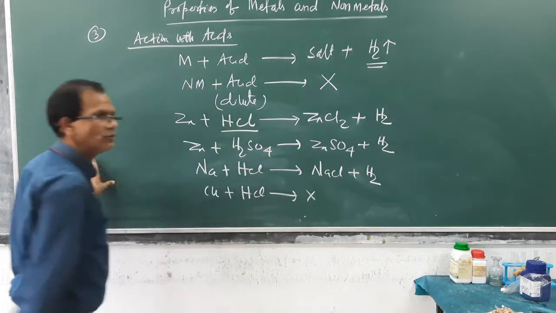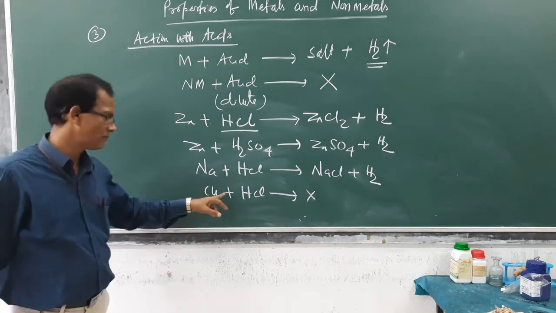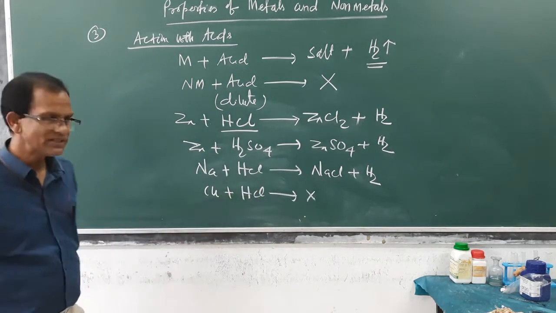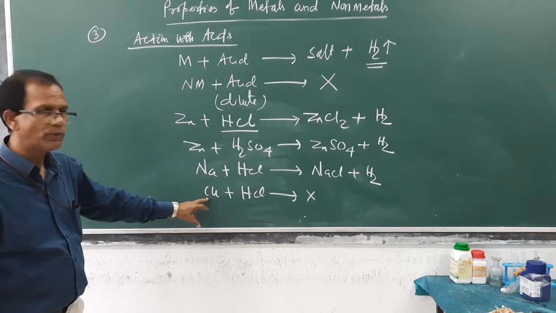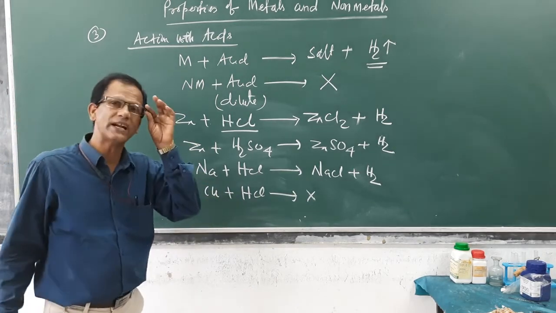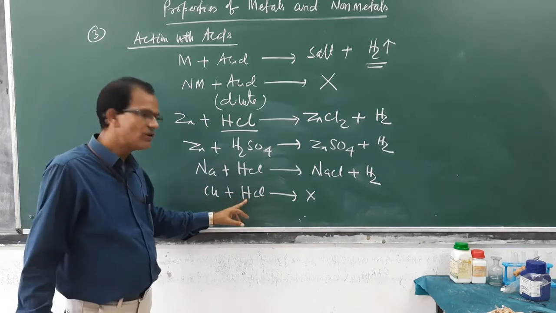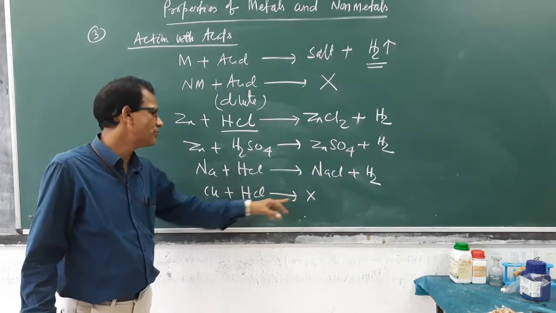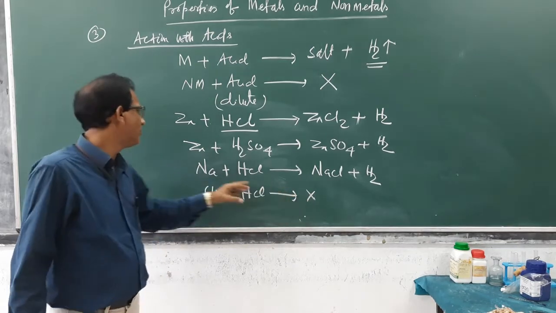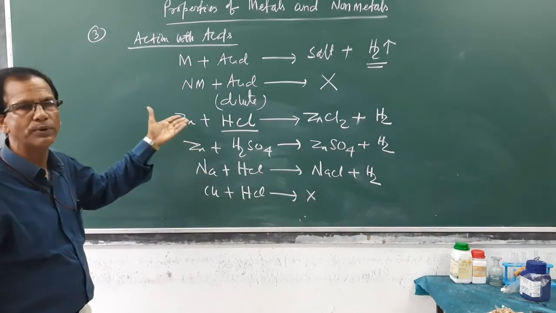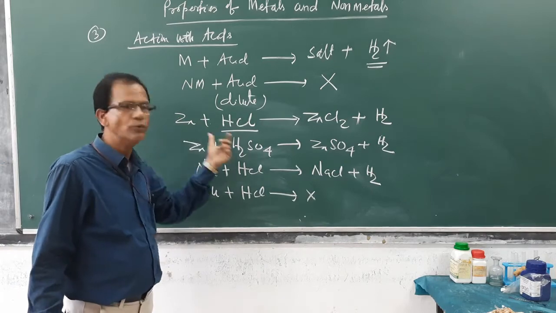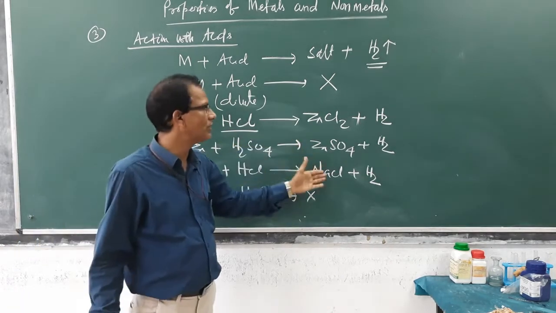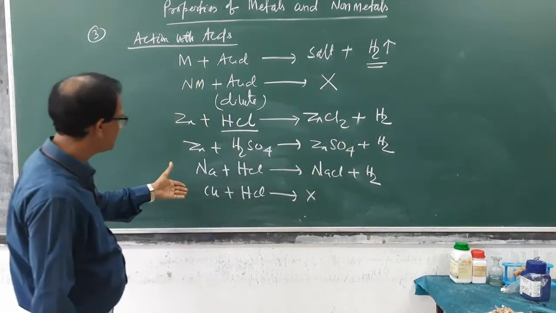Already we have read this in types of chemical reactions. This reaction does not take place because copper is a low reactive metal. It cannot displace hydrogen from acid. Which acid? Hydrochloric acid. That's why the reaction is not possible. But metals like zinc, sodium, potassium, magnesium, aluminium can react with acids, forming salt and hydrogen gas. So this is the difference.